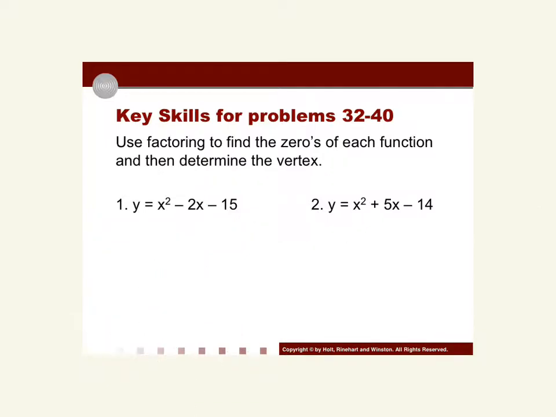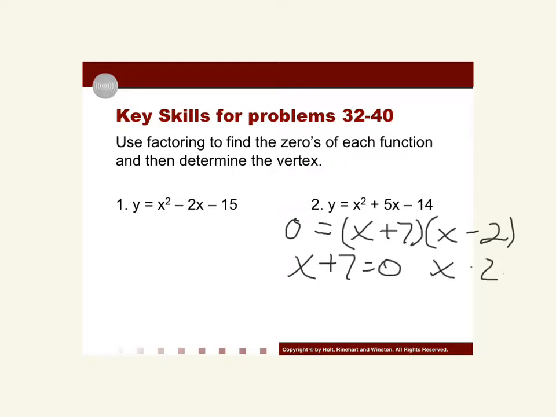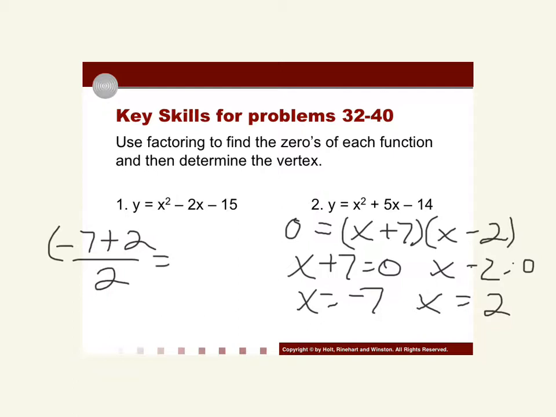All right. So again, we have to find the zeros. So we have 0 equals x plus 7 times x minus 2. Now I'm going to set x plus 7 equal to 0 and x minus 2 equal to 0, and I get x equals a negative 7 and x equals 2. Those are my zeros. Again, now my line of symmetry has to lie halfway between. So I take negative 7 plus 2 and divide that by 2, so I get negative 5 over 2, or a negative 2.5 as my x coordinate.